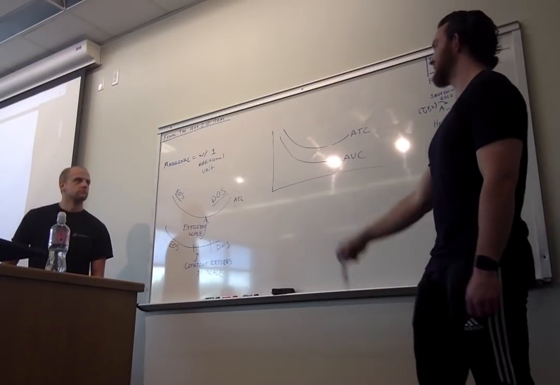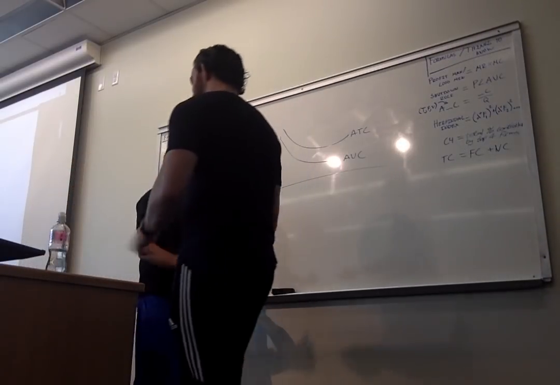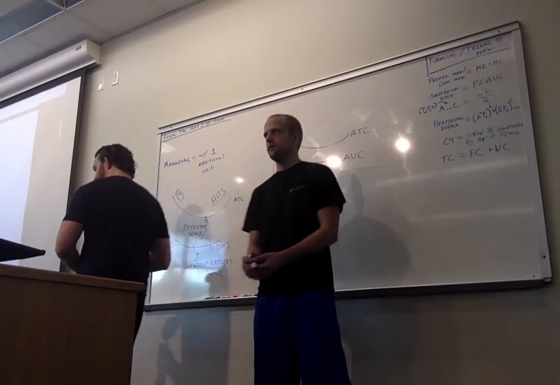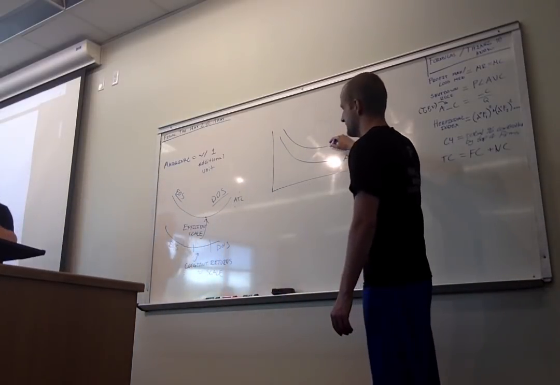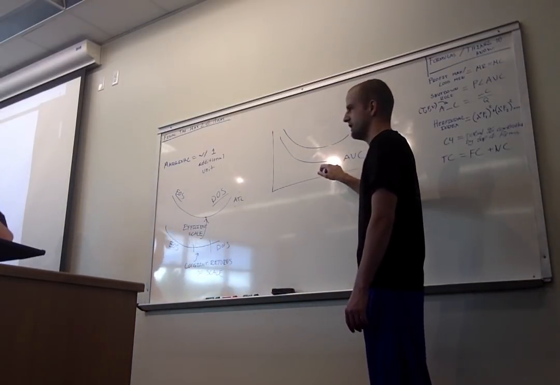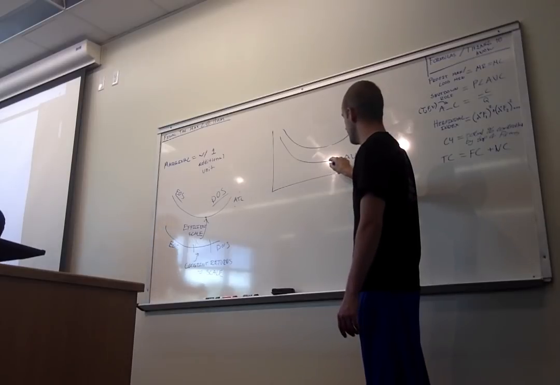And do you want to explain it a little bit more? Sure. Did everybody kind of understand that? So average total cost has to be the total of average variable cost and average fixed cost. So you know average variable cost is here.